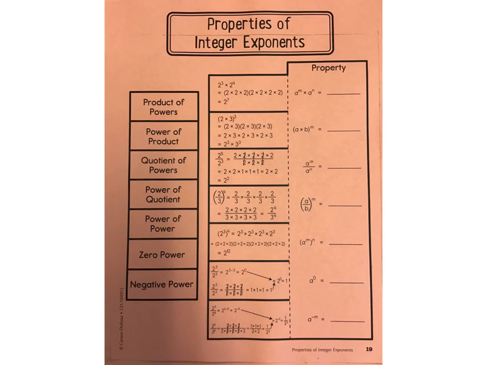Hey everyone, this is going to be our last interactive notebook page for quite a while. You should have the orange or salmon colored paper that you see here on your screen. Go ahead and cut around each of those black lines, and you should have a whole bunch of little parts from the boxes along the left-hand side that are labeled product of powers, power of product, quotient of powers, power of quotient, power of power, and zero power and negative power. So cut all those boxes out separately.